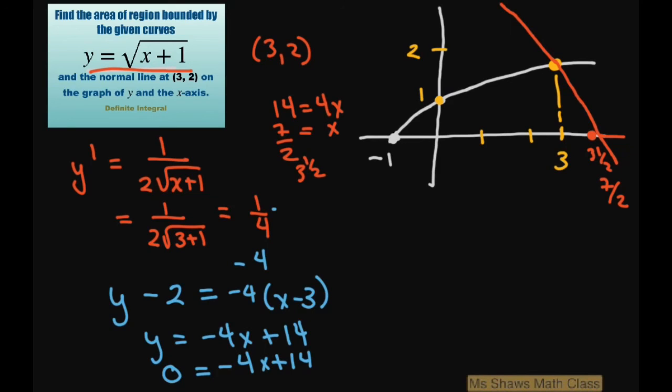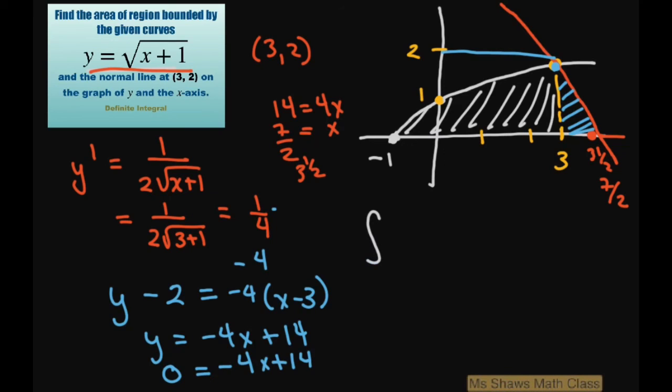The area of the shaded region we want is all of this, plus we have to add this. And for this piece here, this is at 2 right here. We're just going to take the area of the triangle. But for the white shaded area, we're going to take it as the integral from -1 to 3 of square root of x plus 1 dx. And then we're just going to add the area of the triangle.